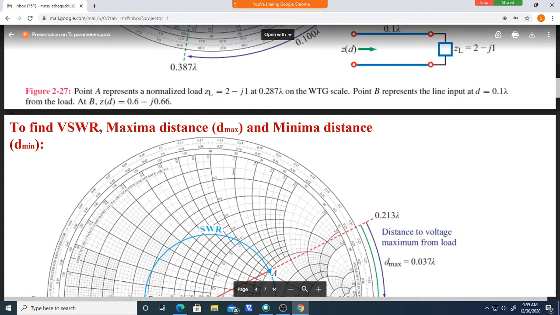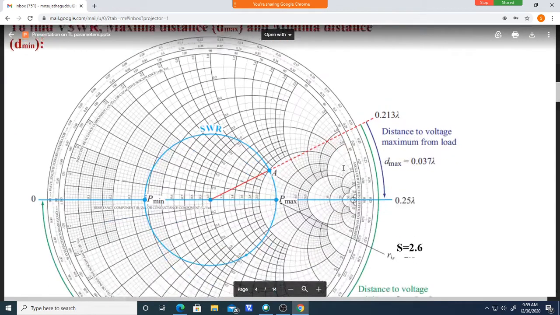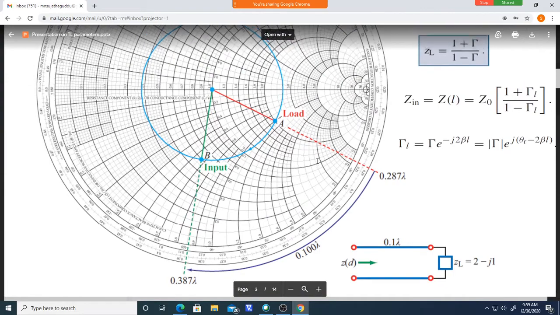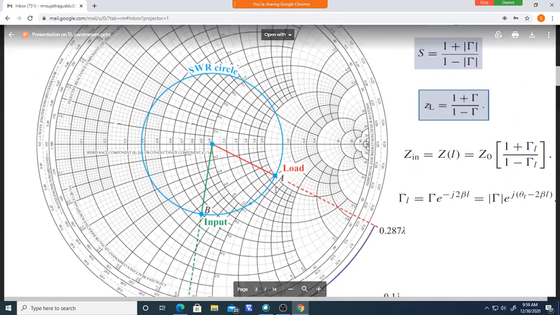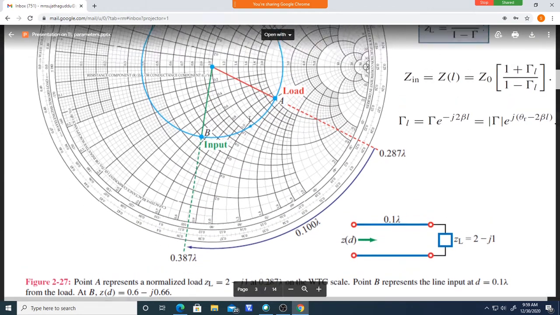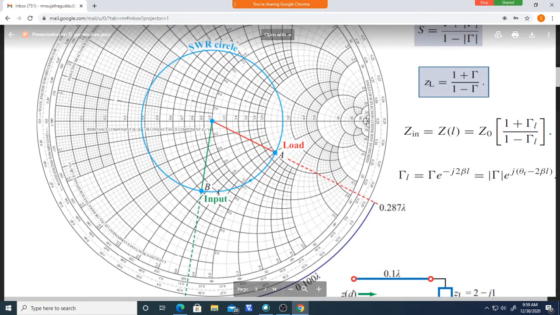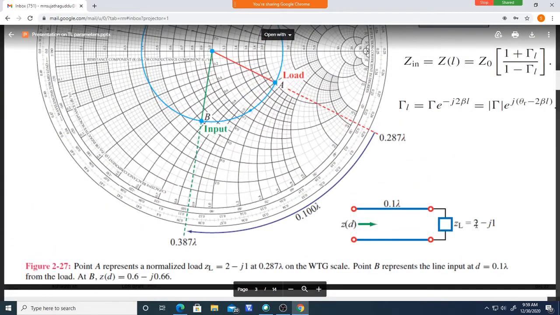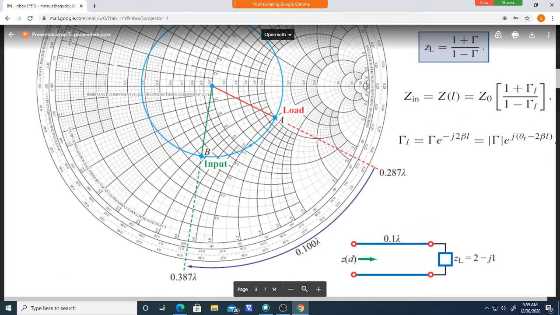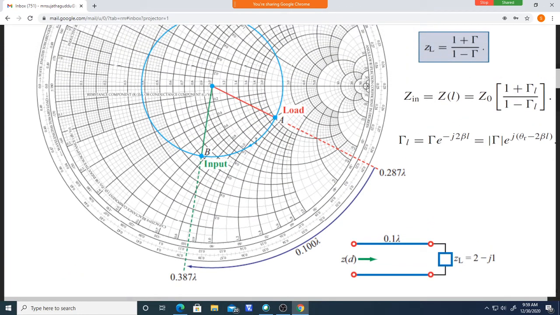Distance of minima and maxima also you can find out. So, for example, here in this problem itself, as you know, impedance varies over the transmission line when you move like this. Starting from the load point, we are moving like this. So as we move like this, the impedance changes. For example, if you come here, what is the impedance here? It is the impedance on the Smith chart.